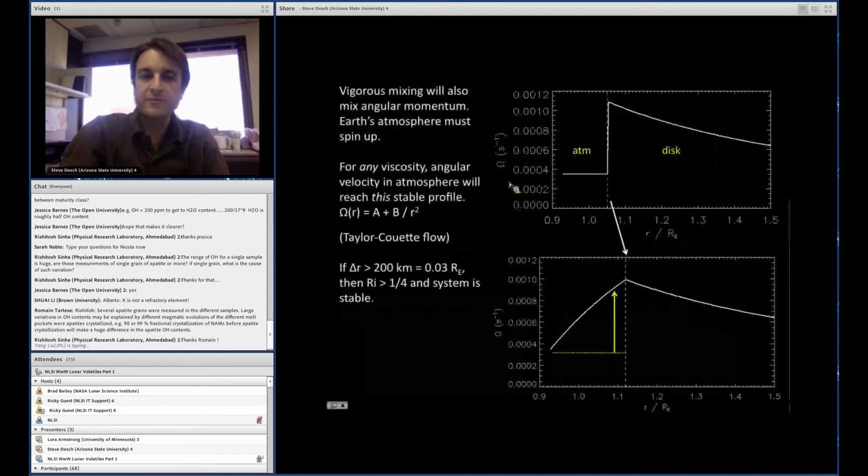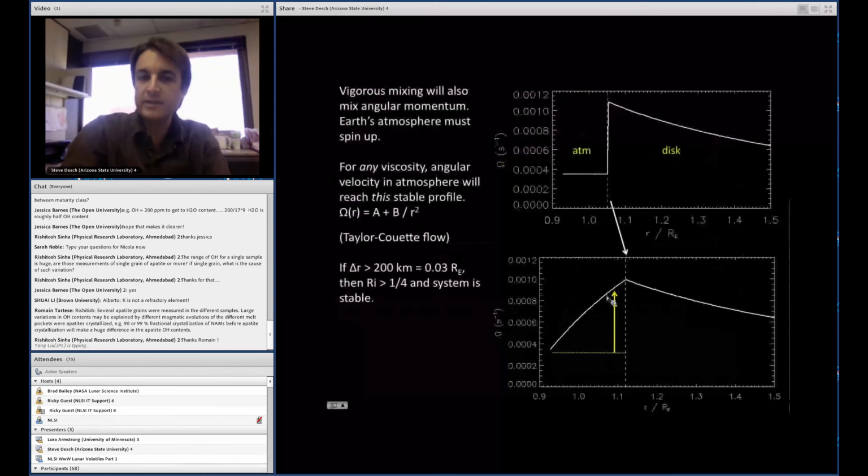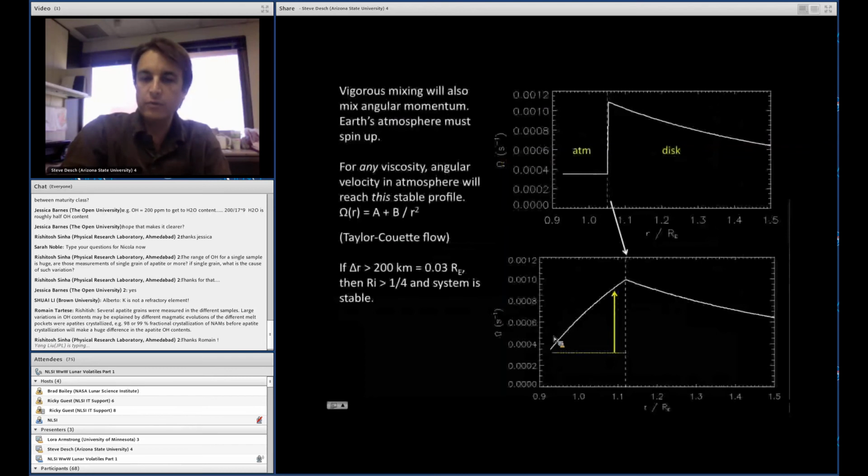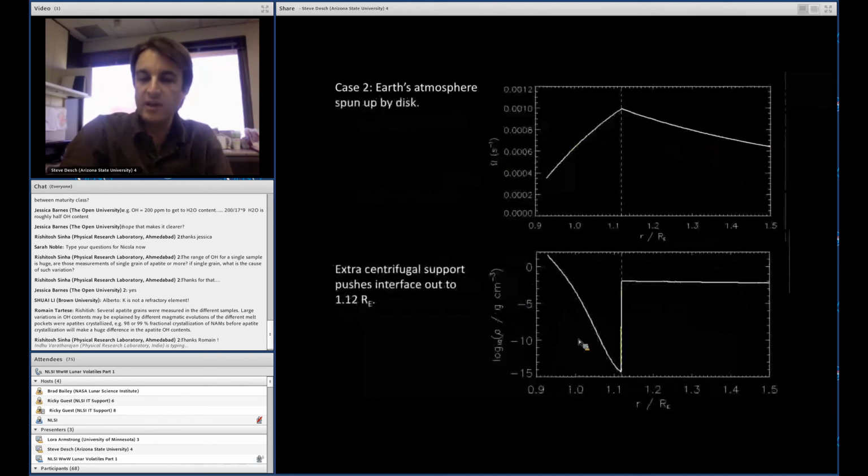And there will be viscous torques within the Earth's atmosphere, and they're going to increase the angular velocity. From a profile like this, eventually it'll increase to something like this, and that's inevitable. In fact, whatever the viscosity law is, eventually the angular velocity will have to reach this stable profile here. This is an example of a Taylor-Couette flow from hydrodynamics. And once it does reach this state, you can show formally that the system is stable, so it should only have a laminar flow, and you shouldn't expect any more turbulent mixing.